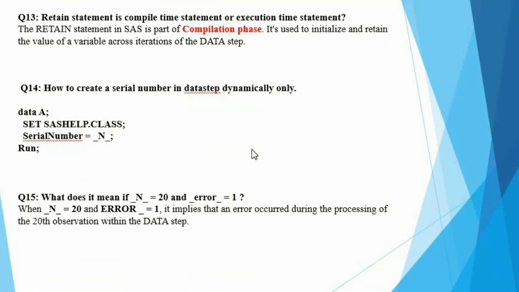Now move on to the next question. So what does it mean if _n_ is equal to 20 and _error_ is equal to 1? It implies that an error occurred during the processing of the 20th observation within the data set.